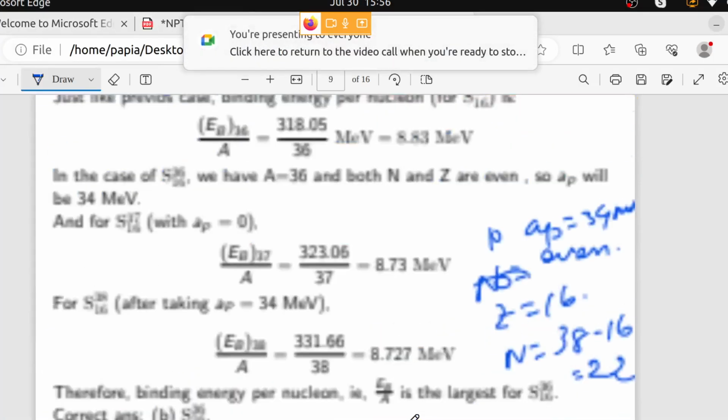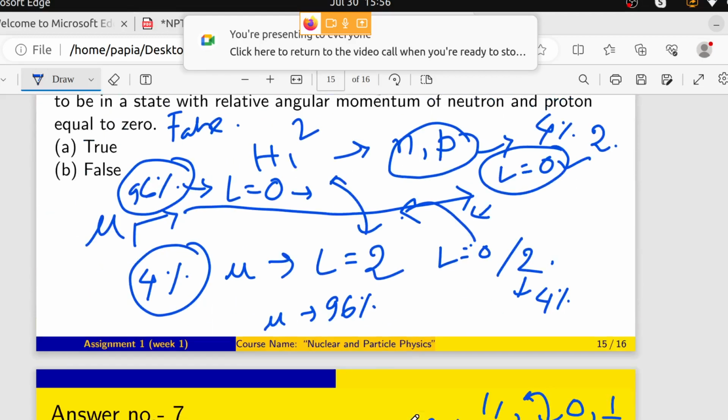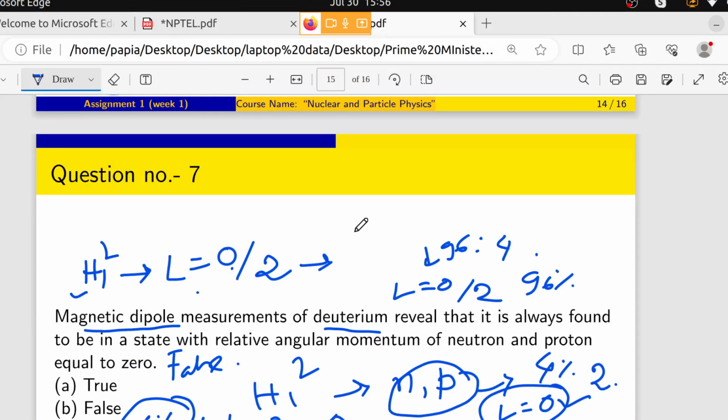Okay, so the last question is asking about one statement. The statement is about the magnetic dipole moment of the deuterium. This magnetic dipole moment calculation tells us one conclusion, that L will be 0 always. L is the relative angular momentum, I mean the total orbital angular momentum. So our magnetic dipole moment measurement of deuterium can reveal one conclusion, that L should be 0 always. This is the statement.